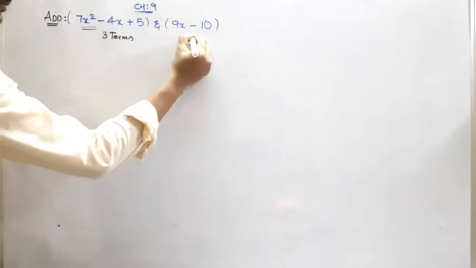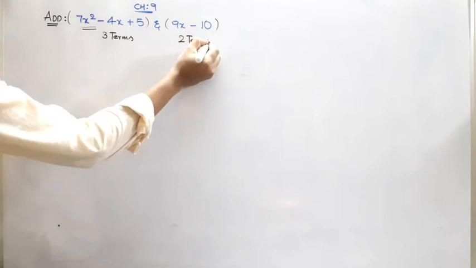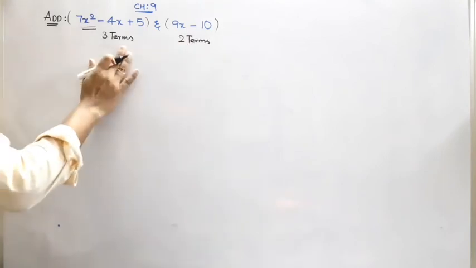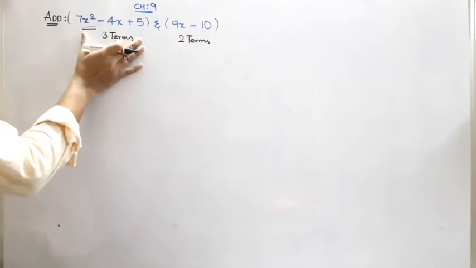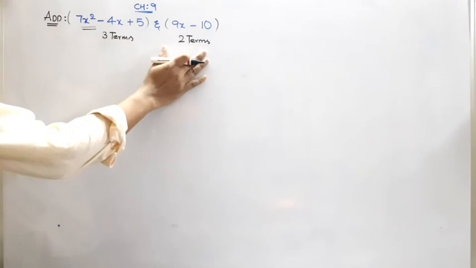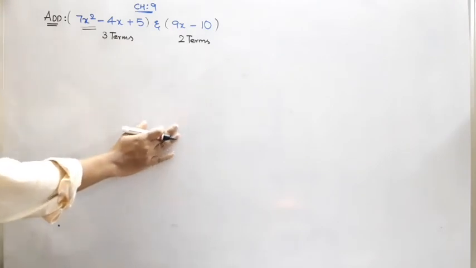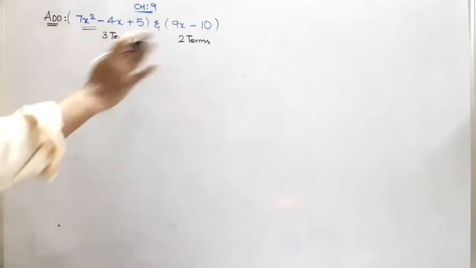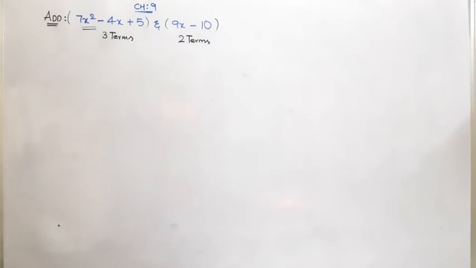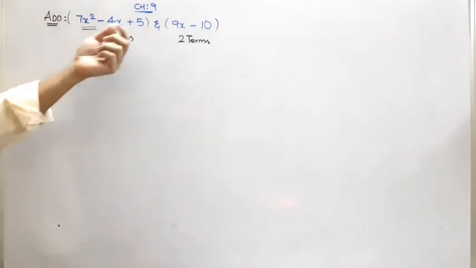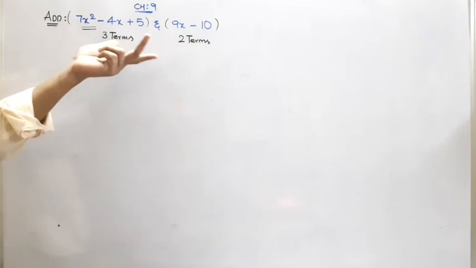First we have to understand that there is no such necessity that the number of terms of all the algebraic expressions to be added must be the same. They may be of different numbers. They can be of 3 terms, they can be of 2 terms, they can be of equal terms.